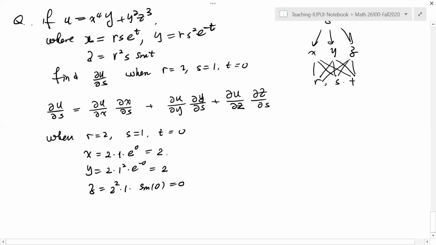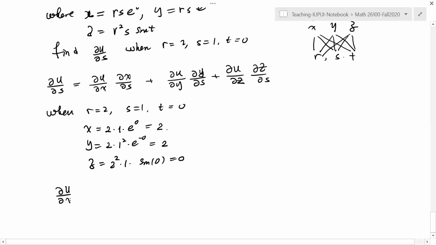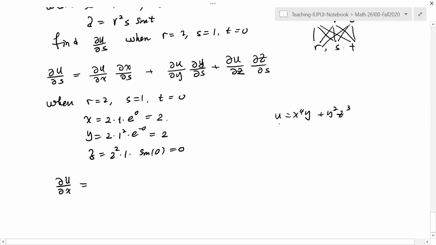Now I have to calculate each of the terms. The partial derivative with respect to x. Let me write down the formula here: u equals x to the fourth y plus y squared z cubed. Differentiating with respect to x, I get 4x cubed y. The partial derivative with respect to y, I get x to the fourth plus 2y z cubed. And the partial derivative with respect to z, I only get the last term, 3y squared z squared. Those are the three terms.